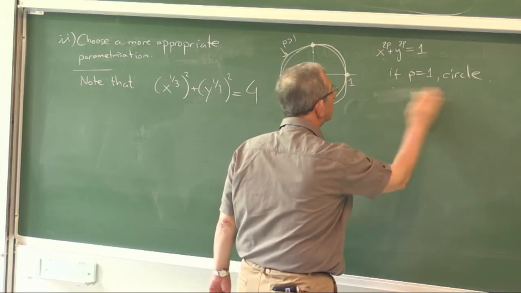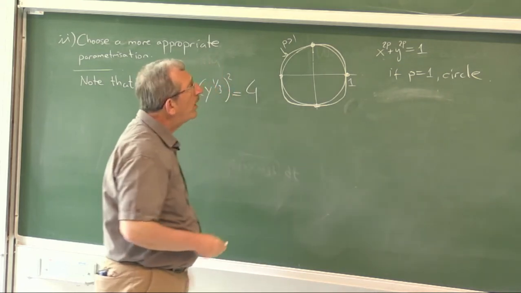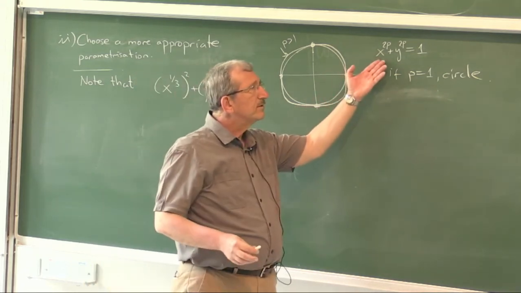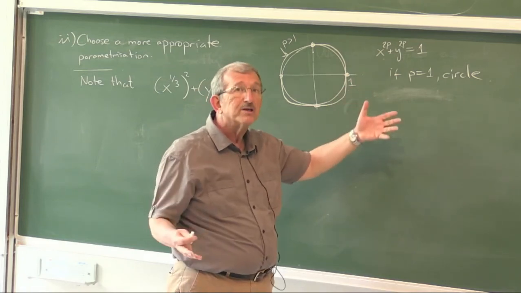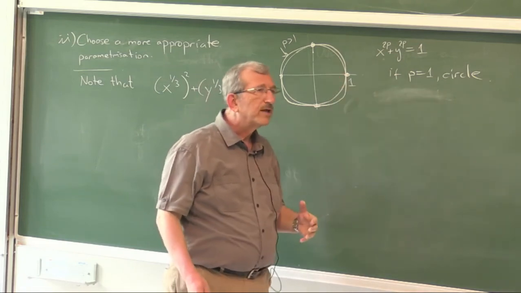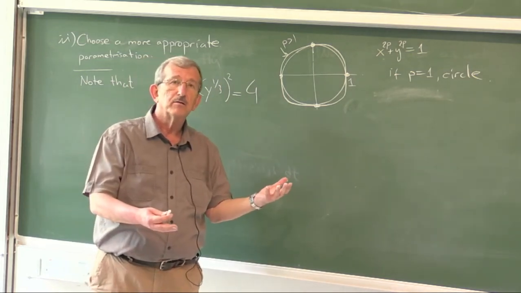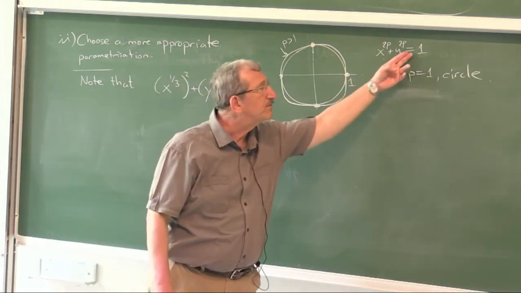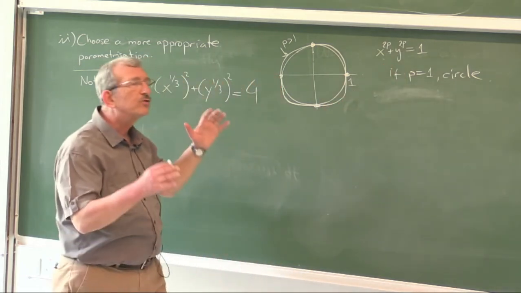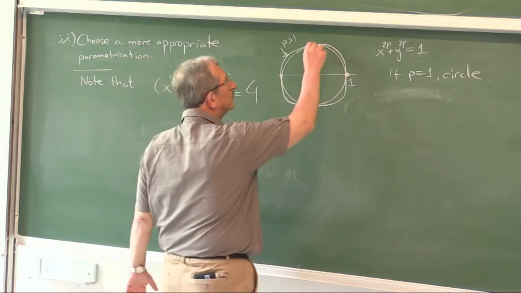Now, if p is less than 1, think of taking something like a square root, because the power is less than 1. If you take the square root of a number less than 1, it becomes bigger. So, from the start, to satisfy this equation, you need to take them even smaller. So, it looks like this.